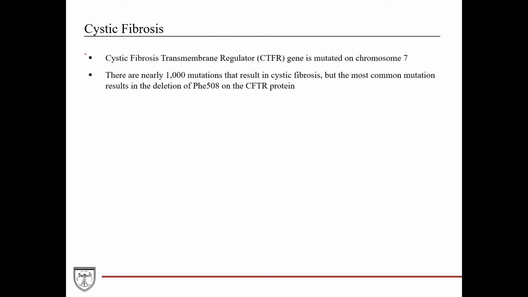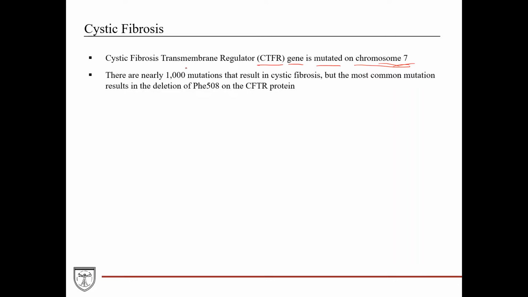So the next disease we're going to talk about is cystic fibrosis, and you need to become very familiar with cystic fibrosis because you're just going to see it come up on a lot of different exams, biochemistry exams, board exams, shelf exams, even beyond that, depending on what specialty you go into. So the cystic fibrosis transmembrane regulator, or CFTR gene, is the source of cystic fibrosis, and it's mutated on chromosome 7. Sometimes that can be a test question, which chromosome it's mutated on.